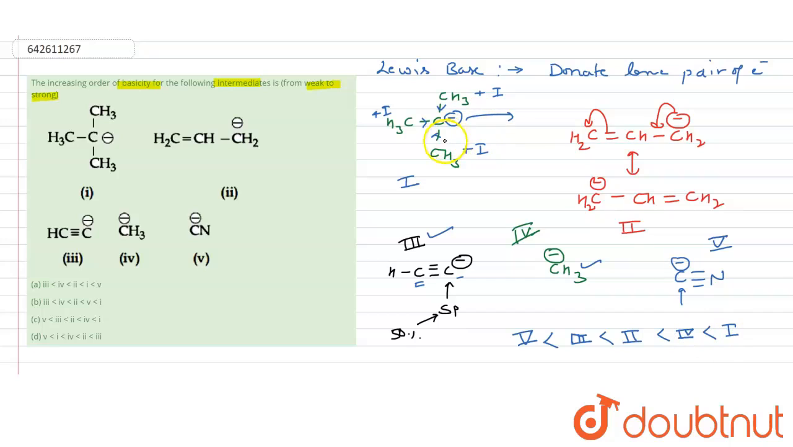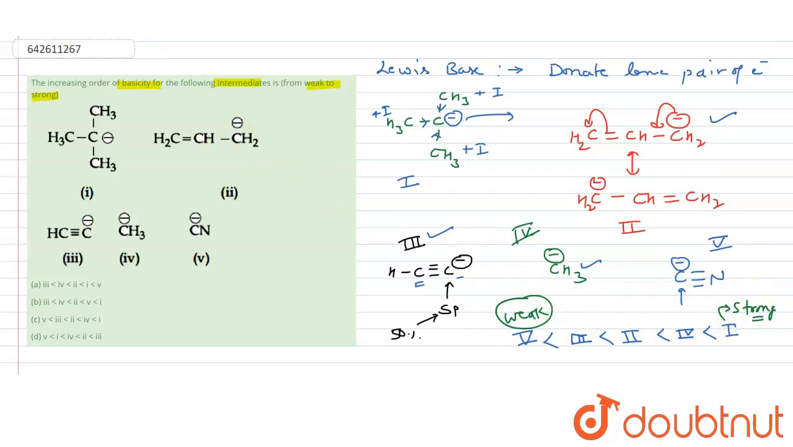That means it has a high basic character, high basicity because of this plus I effect. And the basic character of this one decreases because there is a resonance taking place in it. So this will be the order of the intermediates from weak to strong. That means the fifth one is weak and the first one is strong.